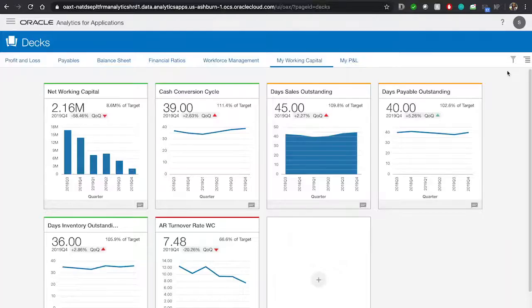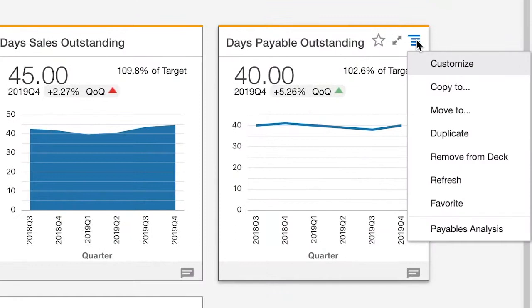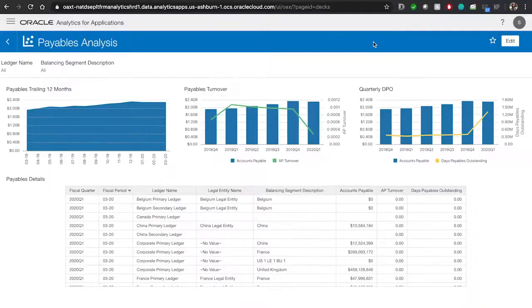The financial manager wants to look into the days payable outstanding KPI because right now his greatest concern is how late they are at paying back their suppliers. So he goes and clicks on the hamburger menu of the KPI card and hits payables analysis. What's generated to him is this pre-built dashboard that OAX has made, and it gives him 3 different visualizations as well as an itemized report that we see on the bottom.